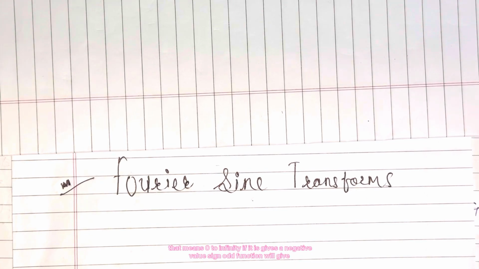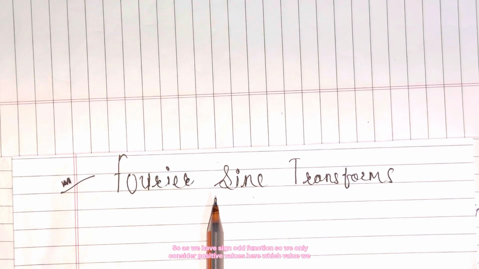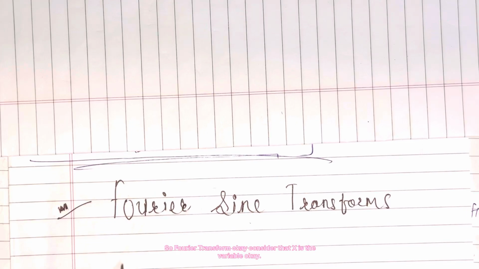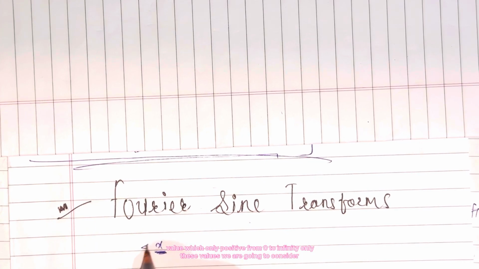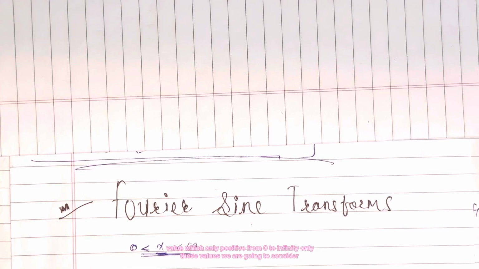If it gives a negative value, the odd function will give us the answer in the form of negatives. So as sine is an odd function, we only consider positive values here. For the Fourier transformation, consider that x is the variable. For that variable x, we are going to consider only the values from 0 to infinity for the Fourier sine transformation.